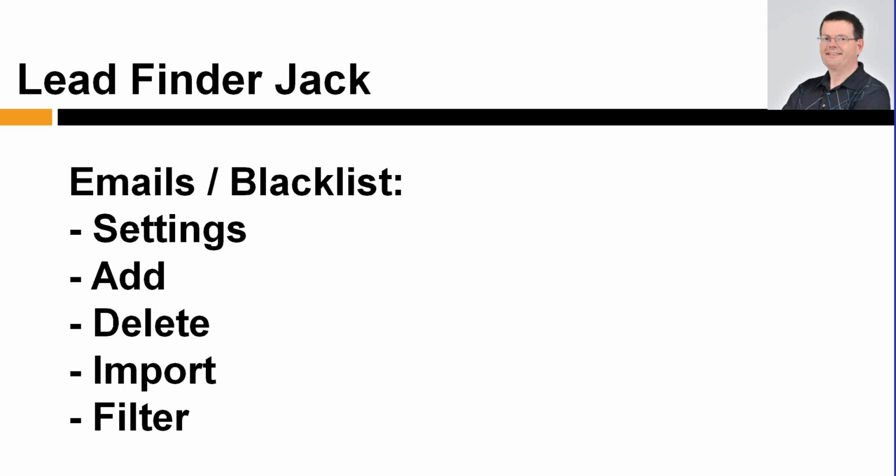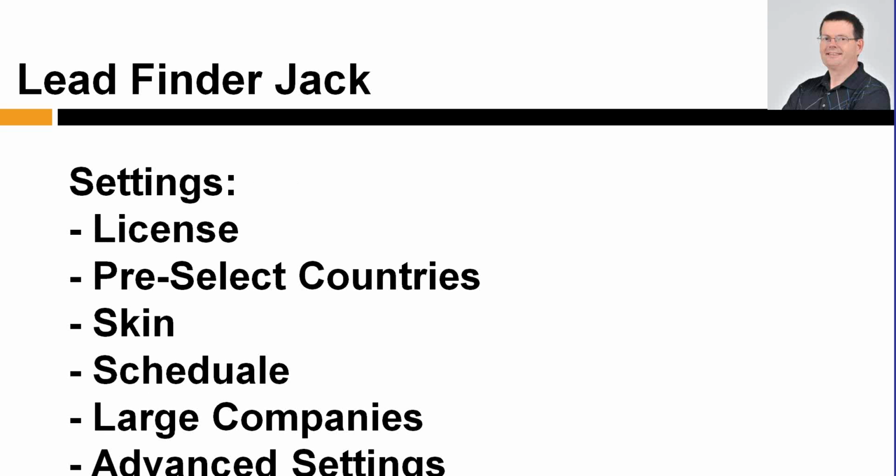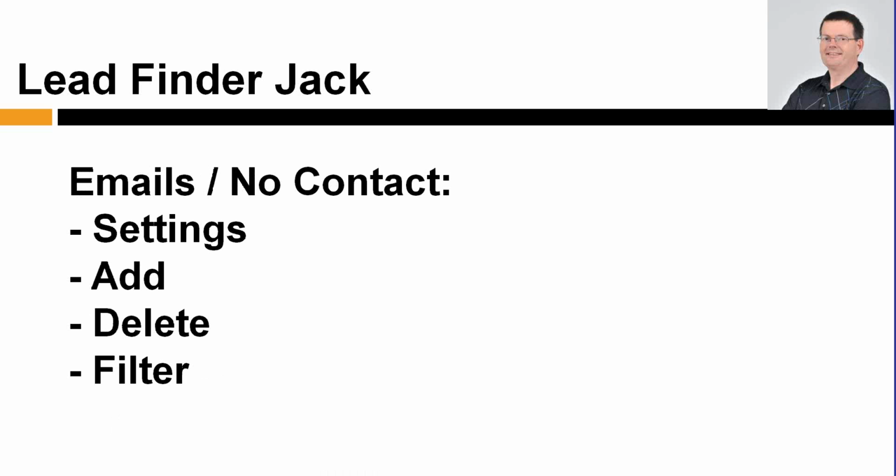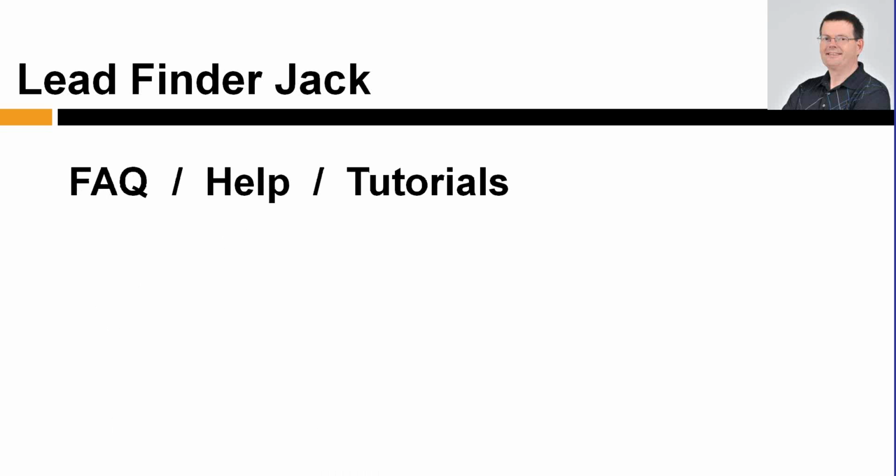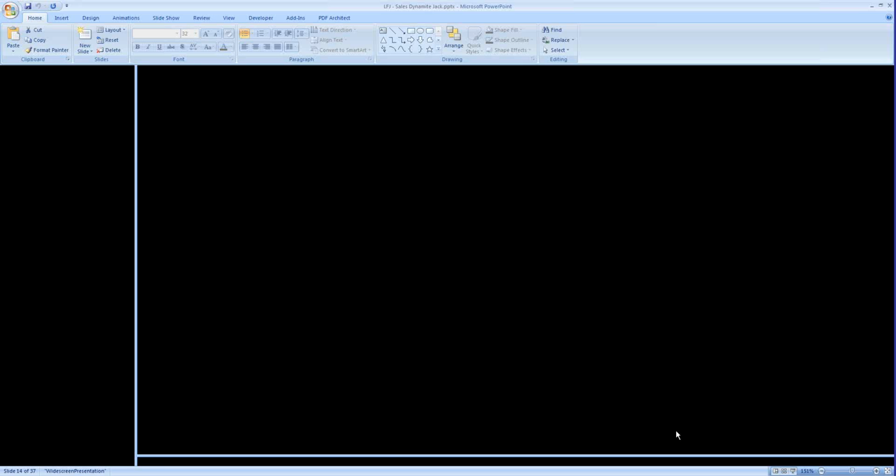Email blacklist, so let's say like privacy and those kind of emails. You can add them, delete them, import them, you can filter on it. Settings, we already covered that. I think that's it. Oh, there is one section in Lead Finder.